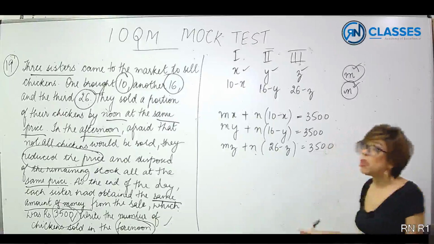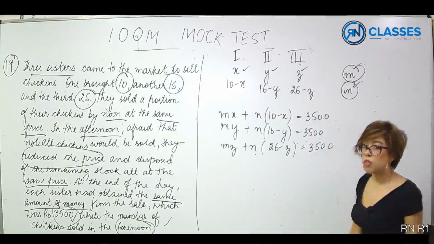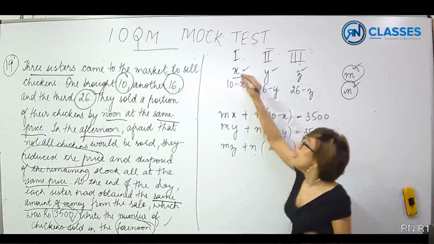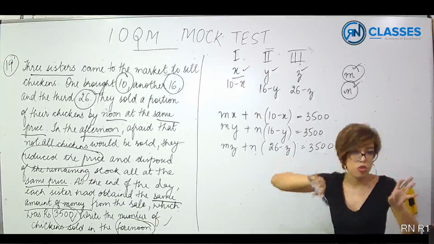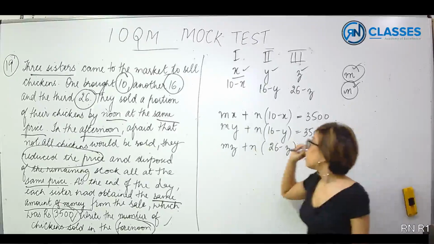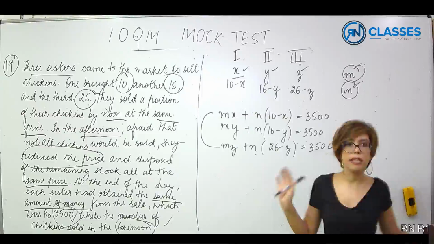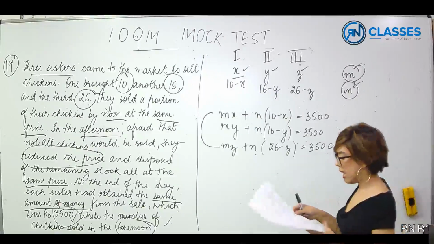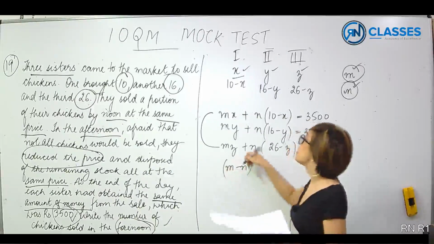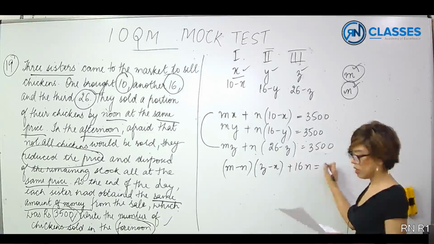Now I think you know the very next step. Come on, 3,500, 3,500, right? I would want to subtract the equations. Since I want x to be involved, because x has fewer values to check, I will always involve x. So first of all, I can subtract these two, right? If I subtract these two, I will actually get m minus n into z minus x, same thing, doesn't matter, plus 16n equal to 0.